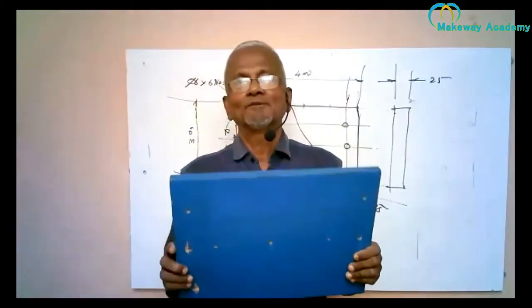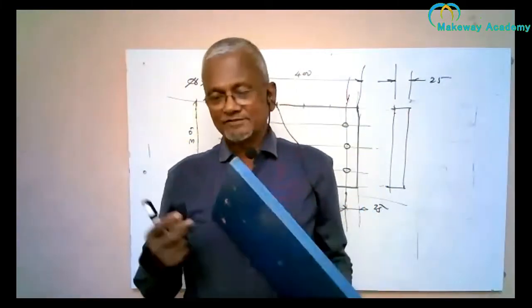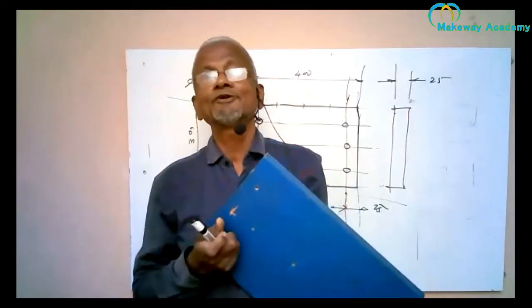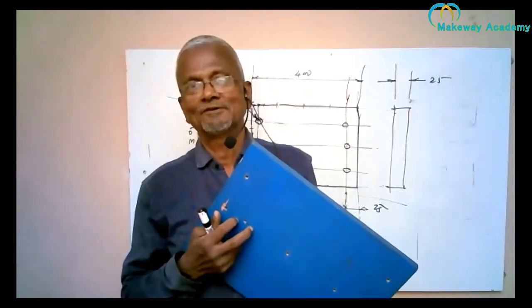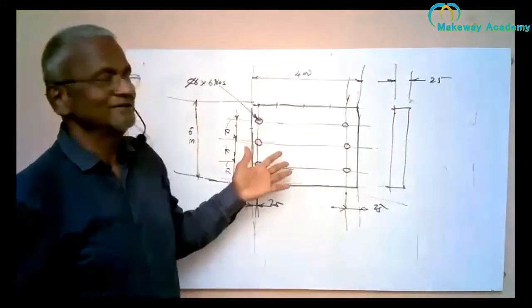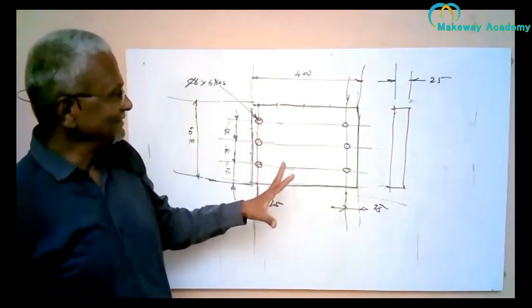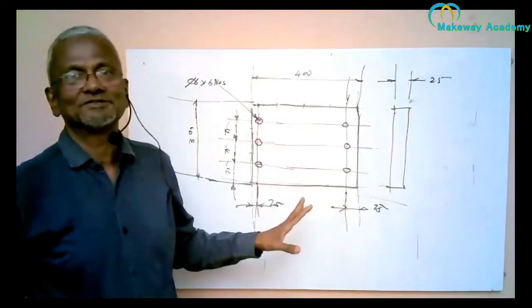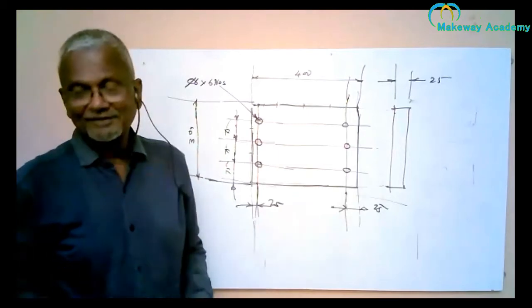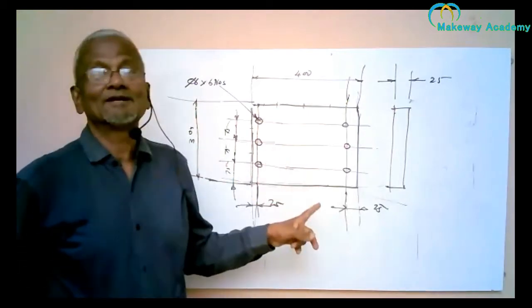So this plate is made up of, what is this? Plywood, 20 mm plywood. So this drawing is here. I prepared only freehand sketches. That is more than sufficient. So this is the detailed drawing.